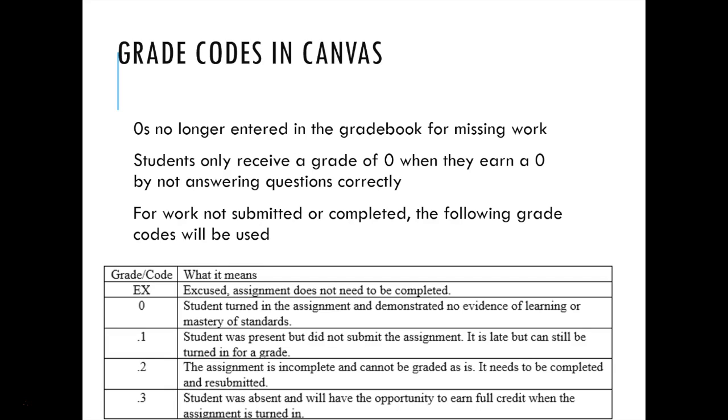What we will typically see is the point one grade code. And this just means that student was present in class but did not turn in their assignment, whether this was a classwork grade or homework grade or maybe even a quiz or a test. So at this point, that assignment is considered late, but it can still be turned in for a grade so long as it's turned in within that same unit of study.